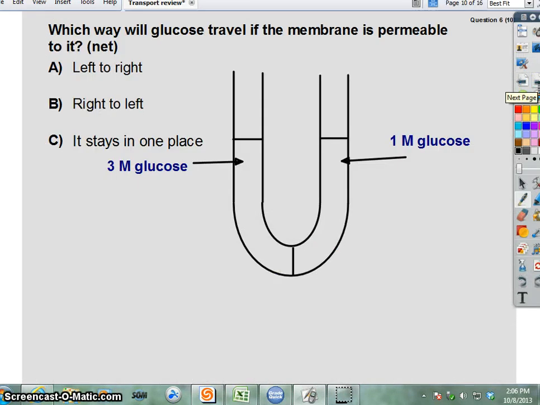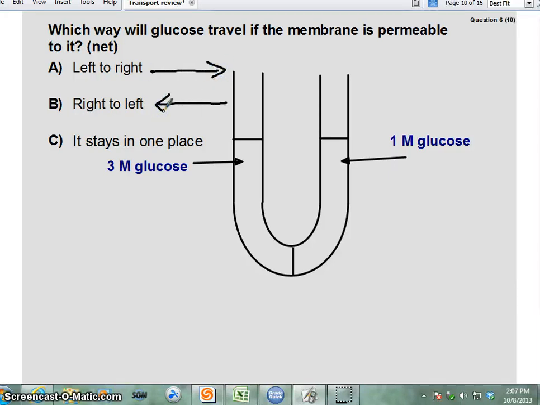All right. People have had trouble with this question all day. Which way will glucose travel if the membrane is permeable to the glucose? A is saying it's going to go towards the right, and B is saying it's going to go towards the left. Which way is glucose going to go? A. All people with A, raise your hand.